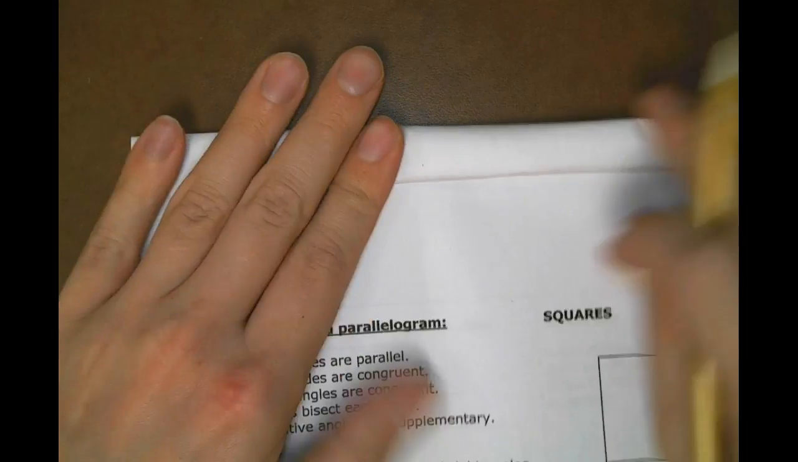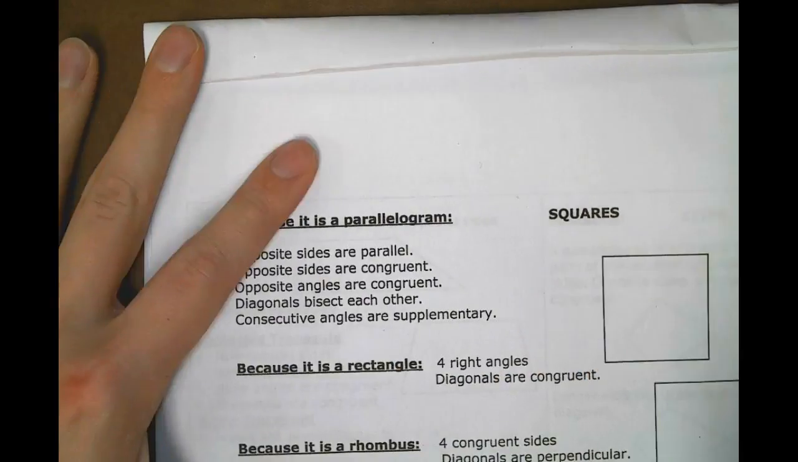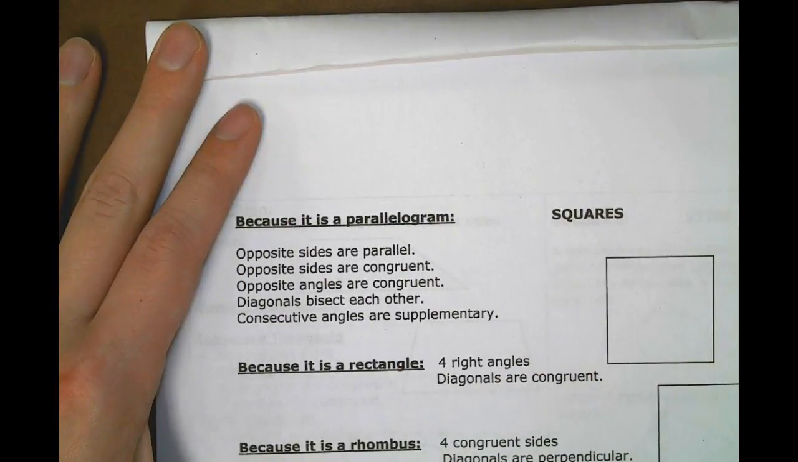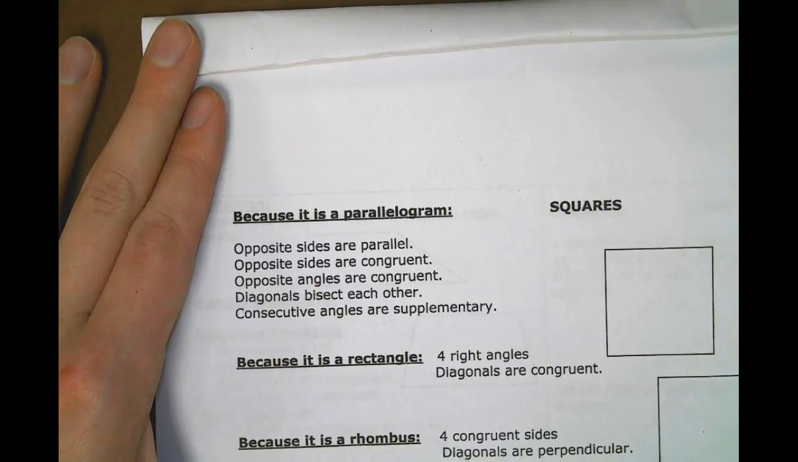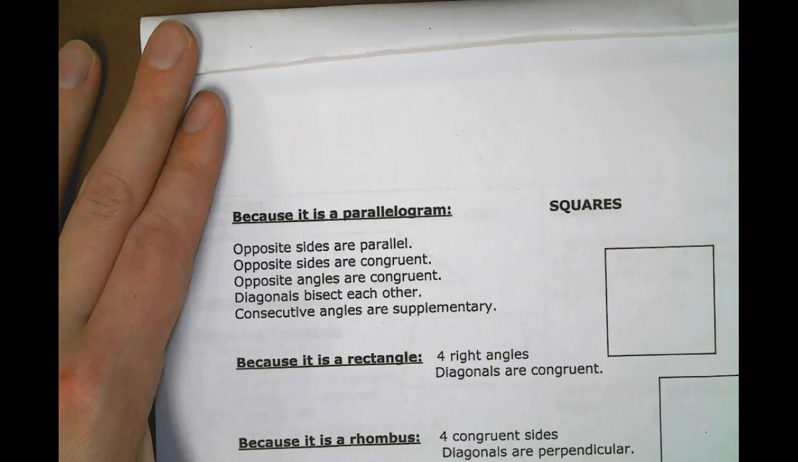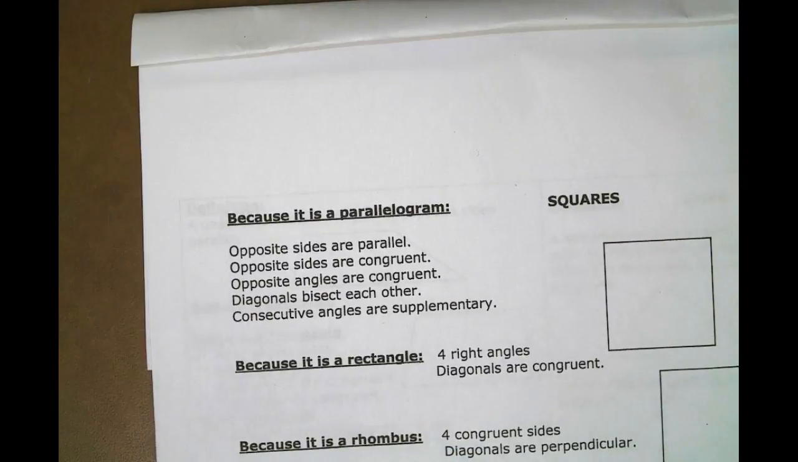Okay. Squares. Everyone should know what a square is. Well, a square is a parallelogram that is also a rectangle and is also a rhombus. It's like a combination of all of them. In a square, opposite sides are parallel, just like in a parallelogram. Opposite sides are congruent, angles are congruent, angles bisect each other, consecutive angles are supplementary. Those are all the same rules as a parallelogram.